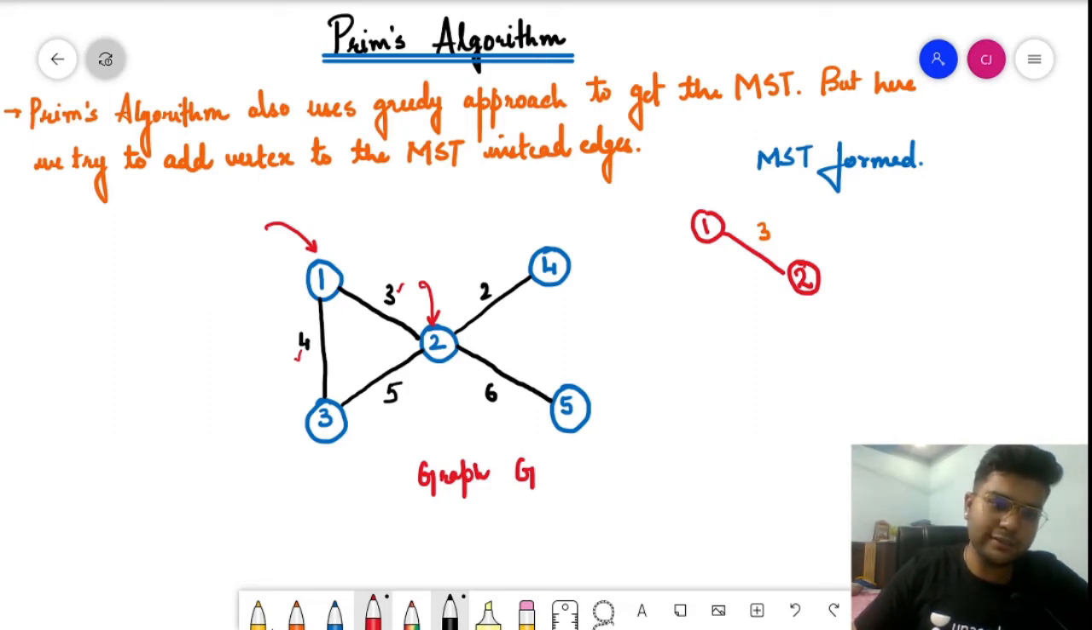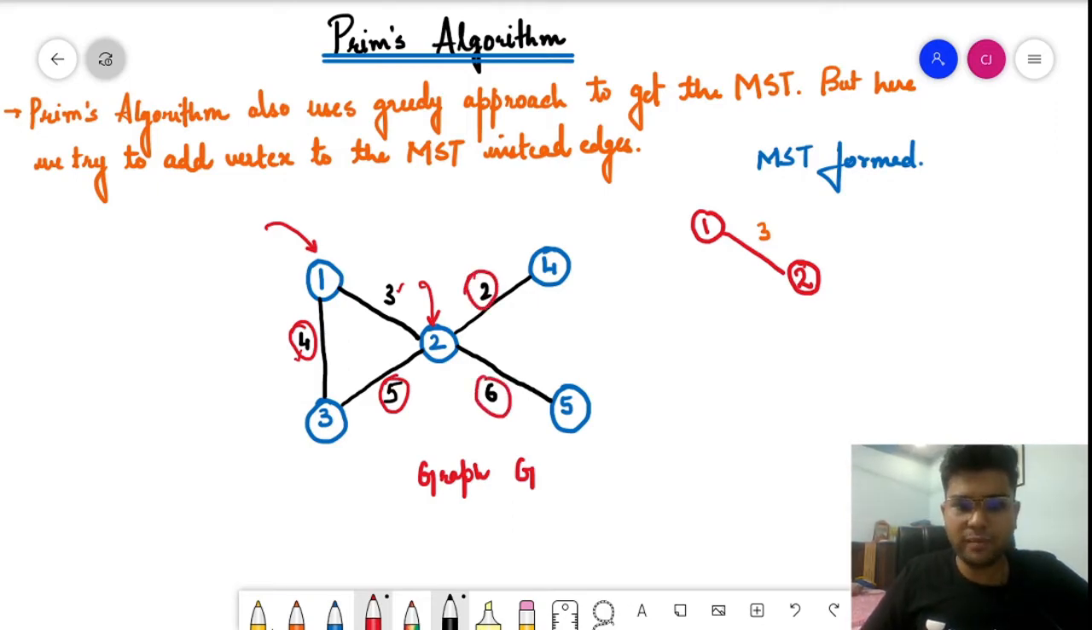So now what all edges do we have? With 1 we have this edge of weight 4. With 2 I have 3 edges with weights 5, 6 and 2. Amongst these, which vertex can we connect with the minimum weight? That is vertex 4. If we try to connect vertex 2 with vertex 4 with this weight, that is the minimum amongst all these, because we have explored as of now two vertices, that is vertex 1 and vertex 2.